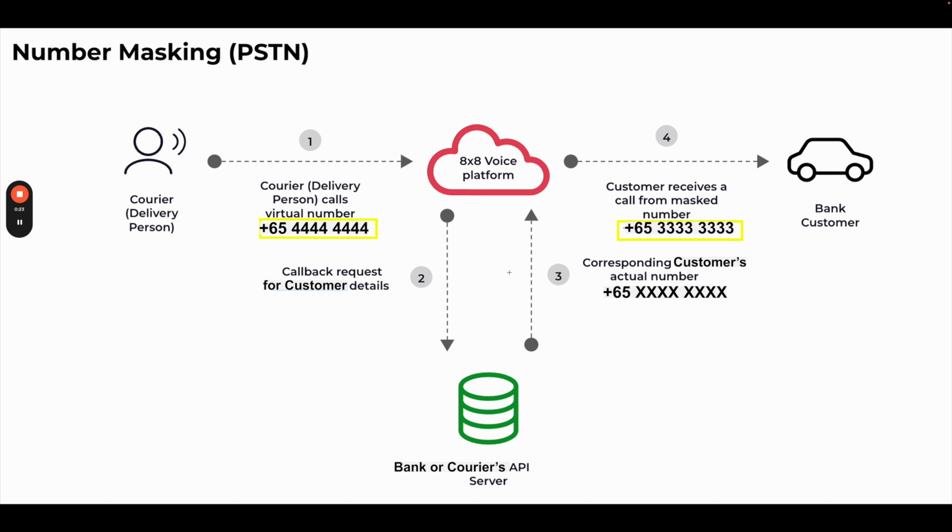So the courier is going to call a virtual number, and the customer is going to receive a call from a virtual number as well. Sitting in the middle of this is the 8x8 voice platform. It integrates with an API server, which can be built by either the bank or the courier company. The responsibility of that API server is to respond with the actual numbers of the customer and the virtual number to place the outbound call with. So let's go ahead and see this in action.